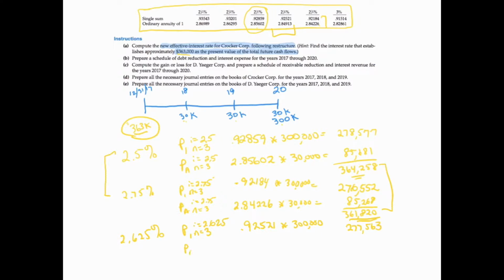And P sub A, i equals 2.625, n is equal to 3, 2.84913, that's from up here, times the 30,000 payment, and when I do that, I get 85,474. Add them up, 363,037.